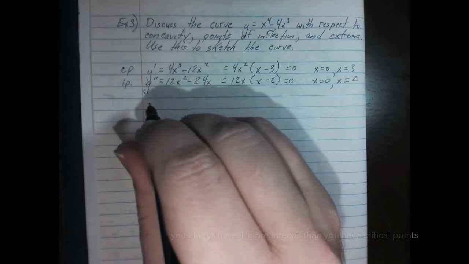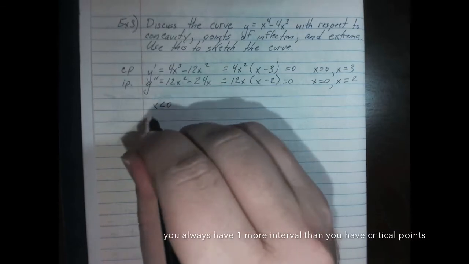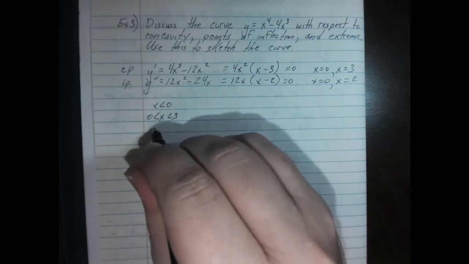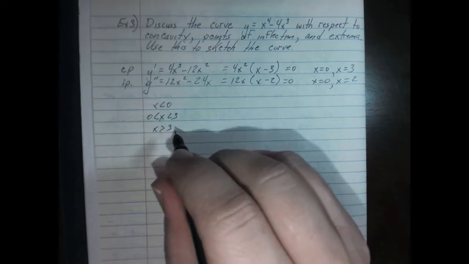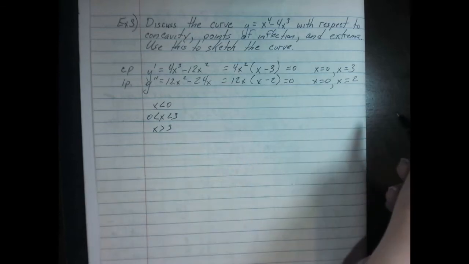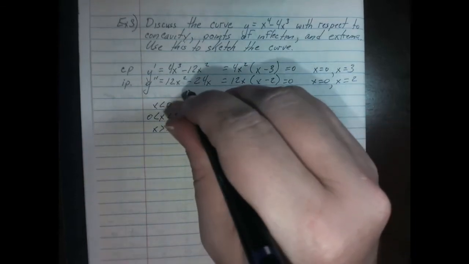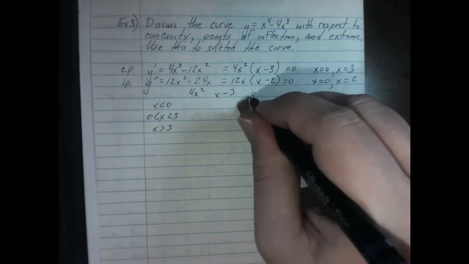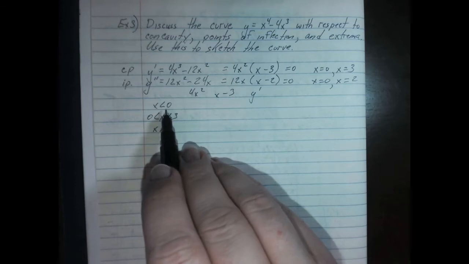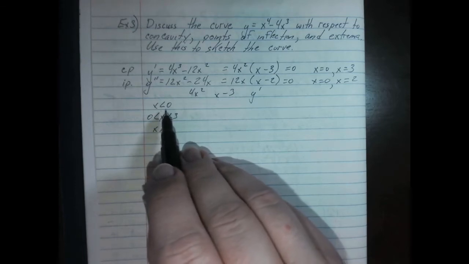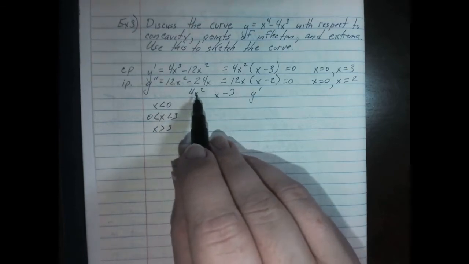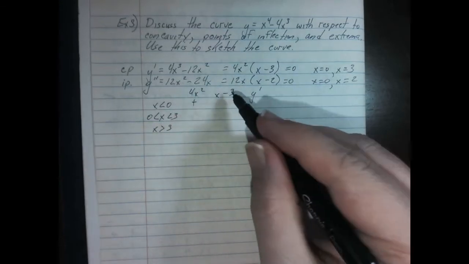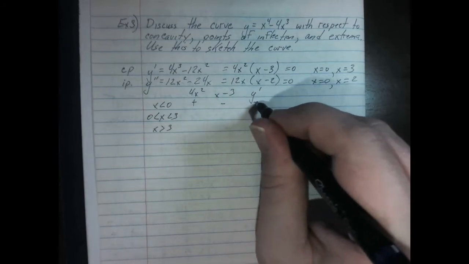I have 3 areas. I have when x is less than 0, when x is between 0 and 3, and when x is greater than 3. You could also write this the other way as well. And when x is less than 0, I have y prime. Pick a number less than 0, so negative 1. Well, that's going to be positive, because if I square a negative, I get a positive. That's going to be negative, so this is going to be a negative.